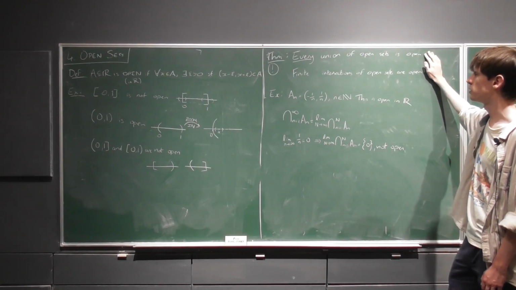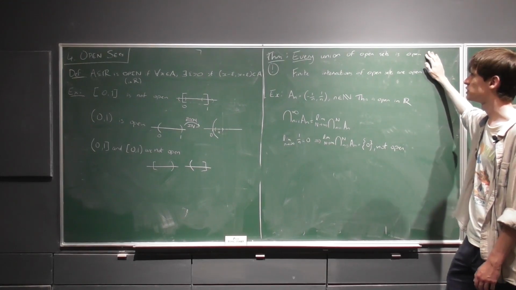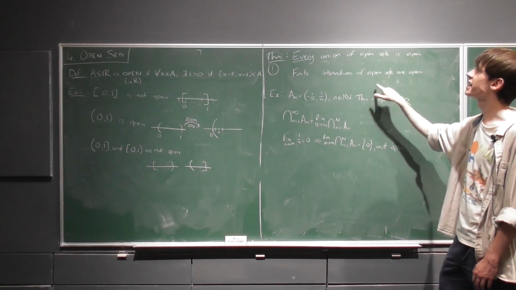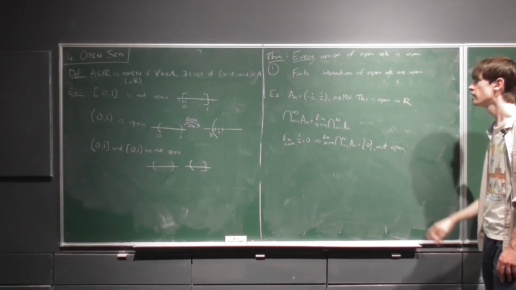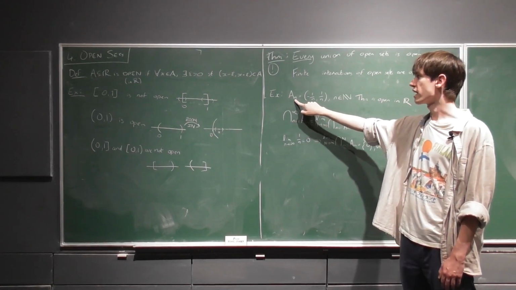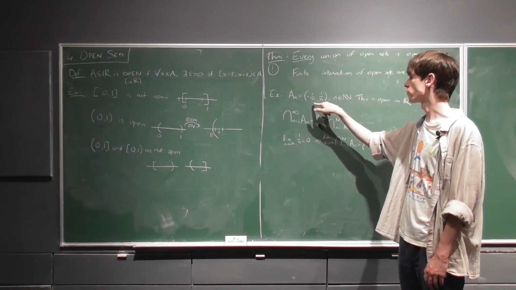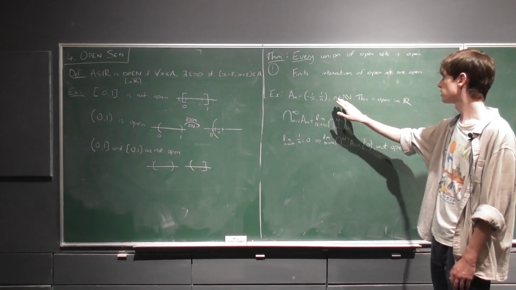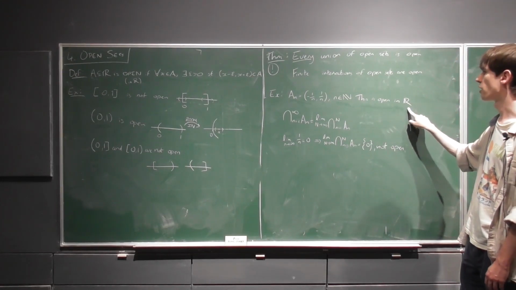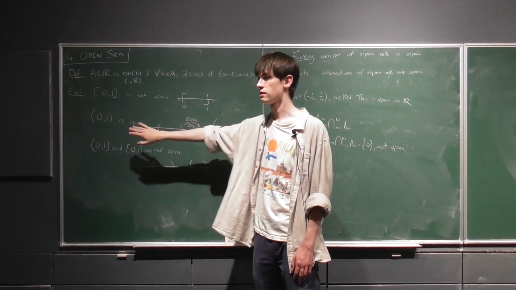Every union of open sets is open. So in a sense, you can take infinite unions of open sets and the union will stay open. However, only finite intersections of open sets are open. Here's an example to show this. For every n, define the set A_n to be the interval from -1/n to 1/n for all the natural numbers. This is open in R. You can test this. It's open for the same reasons that this is open. It's just an open interval.